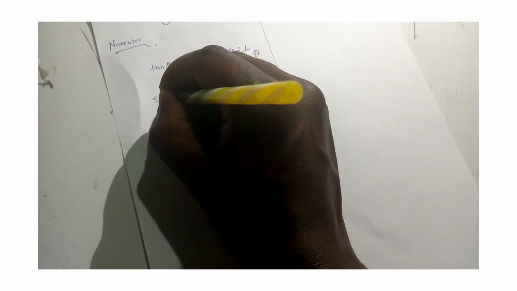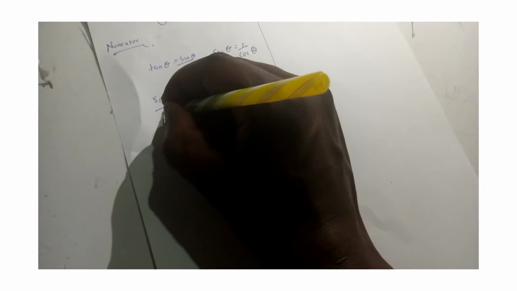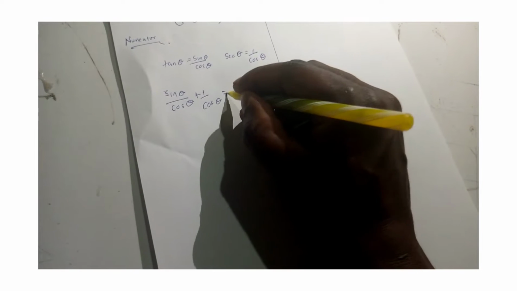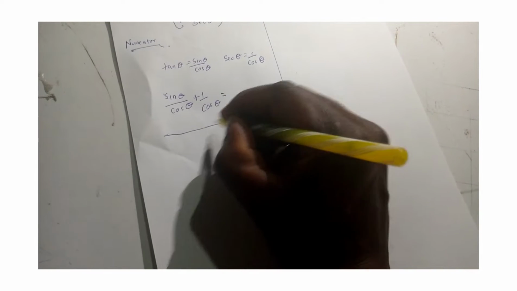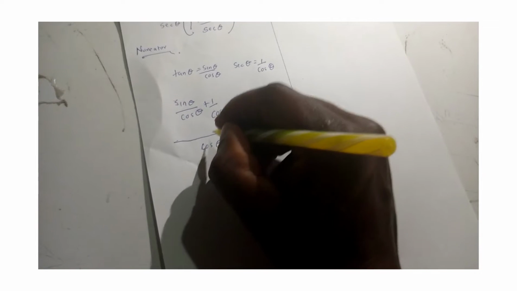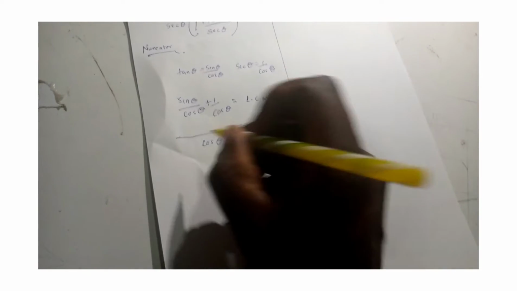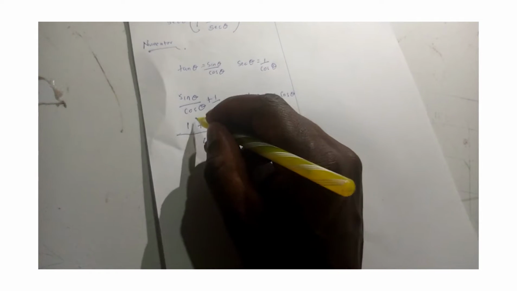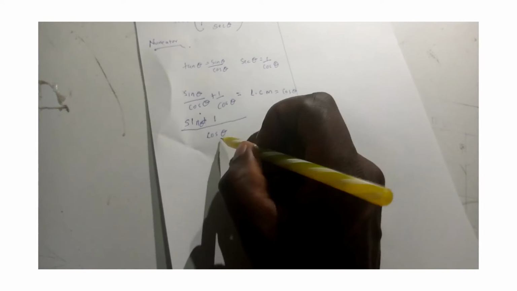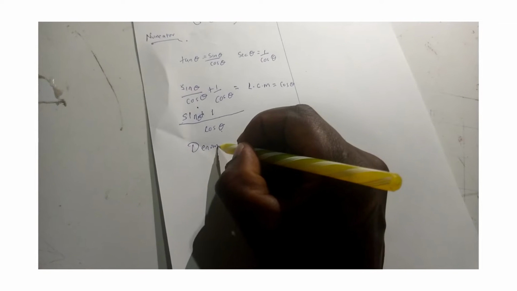Now we start with sin theta over cos theta plus 1 over cos theta. The LCM will be cos theta, so we use cos theta as our LCM. The cos theta goes into sin theta once, plus 1. So that's our numerator. We go to the denominator.